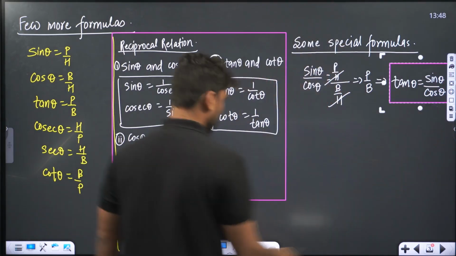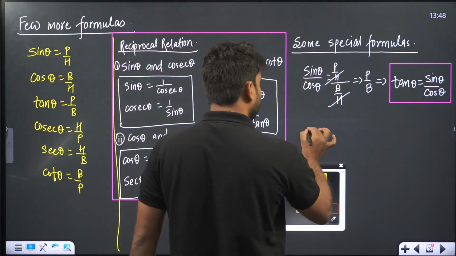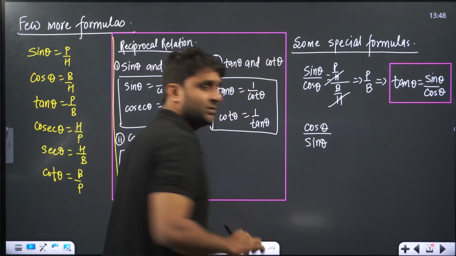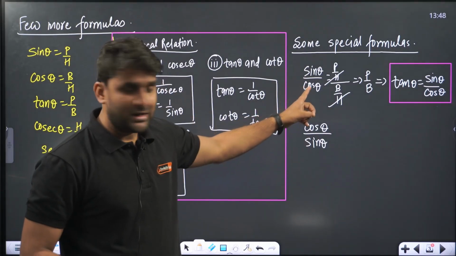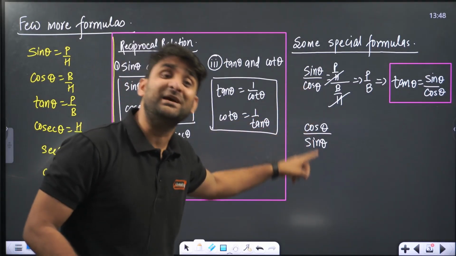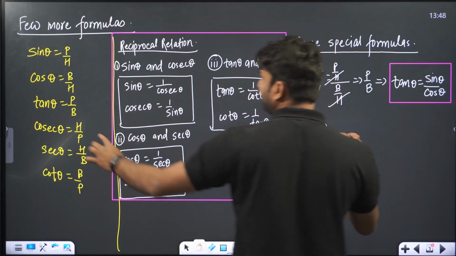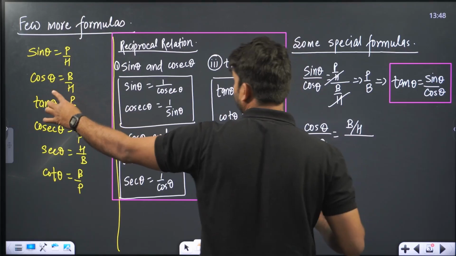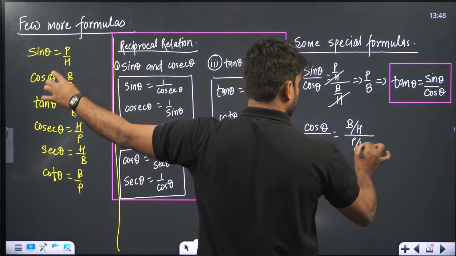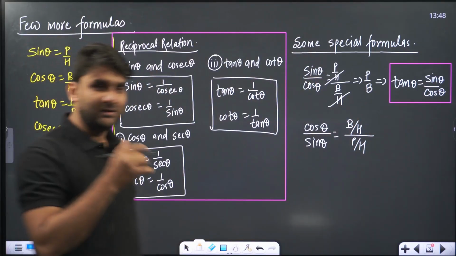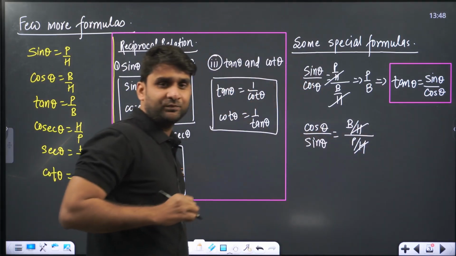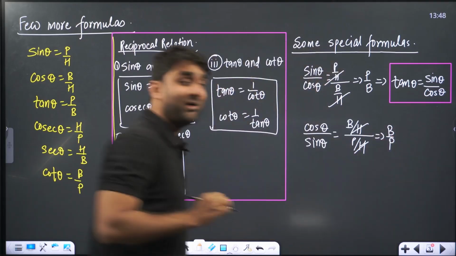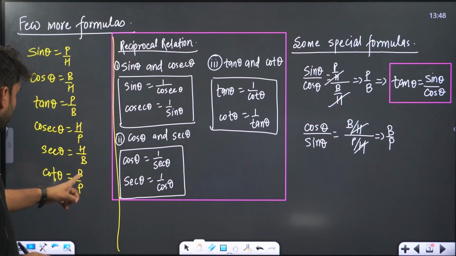So this is the formula. Now, moving ahead. My dear, if I ask you to find out the ratio of cos by sine, here we have sine by cos. Now I'm asking you to find out the ratio of cos by sine. So what is the cos theta? Cos theta is base by hypotenuse. So base by hypotenuse will go in numerator. And sine theta, perpendicular by hypotenuse, will go in denominator. Clear? Now hypotenuse cancelled. So we have here base by perpendicular. And base by perpendicular is equal to cot theta.